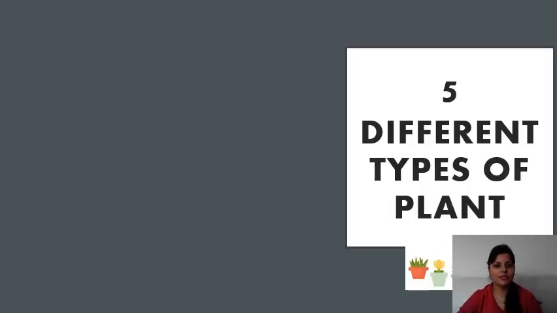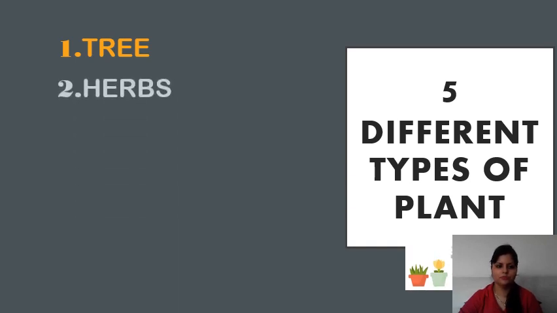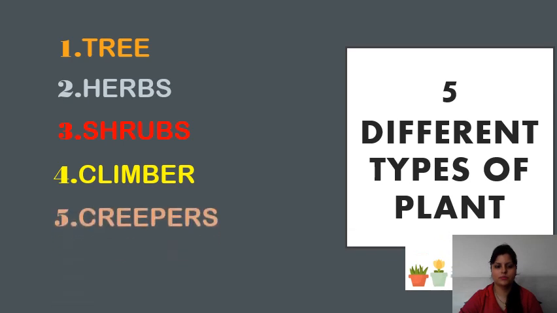So children, there are 5 categories of plants. There are 5 different types of plants. So let us see what they are. The first one is tree, herbs, shrubs, climber, and creeper. Tree, herbs, shrubs, climber, and creeper. So let us see which plants come under tree and which come under herbs and how they are defined. So let us see them one by one.